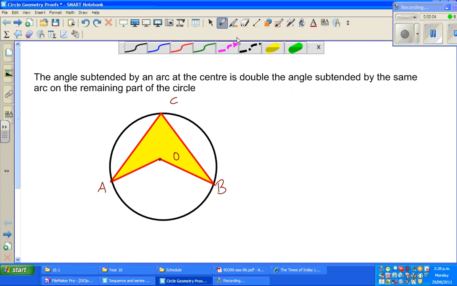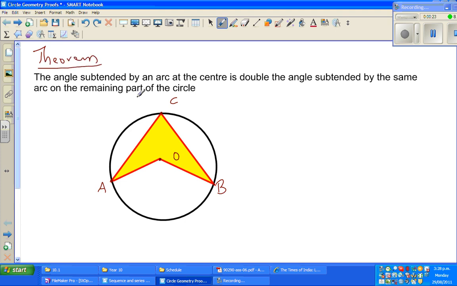Hello friends, in this video I'm going to prove a very important result in circle geometry. Now this is a statement, or a theorem. What is the statement? The angle subtended by an arc at the center is double the angle subtended by the same arc on the remaining part of the circle. The sentence looks a bit difficult to understand, but I'll explain.